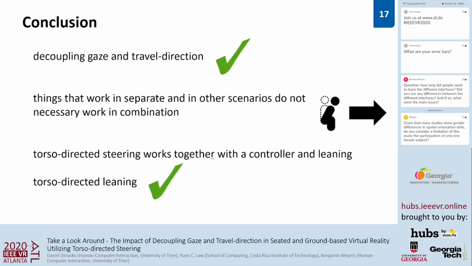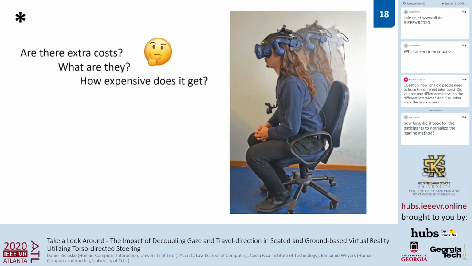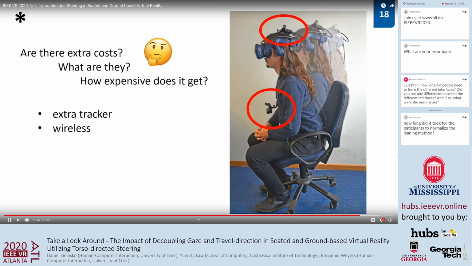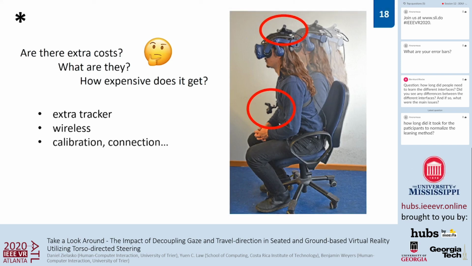But wait, there was something else. The costs. We wanted to talk about the costs. Are there extra costs? What are they? And how expensive does it get? First, we need an extra tracker. More gear is never good. Second, the system should be wireless to allow unrestricted turning. Last, and often forgotten, is additional calibration, more possible connection problems, and so on. So it is, I would say, as cheap as never before, but it still has its price.